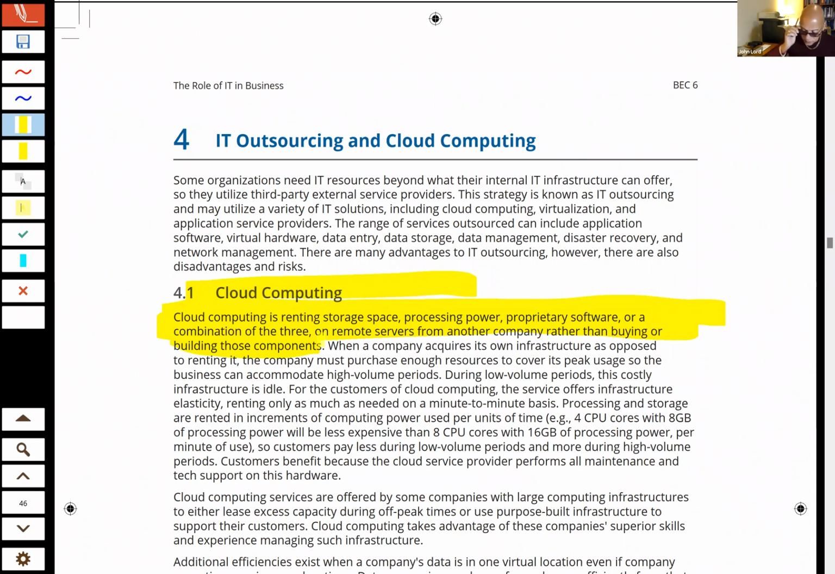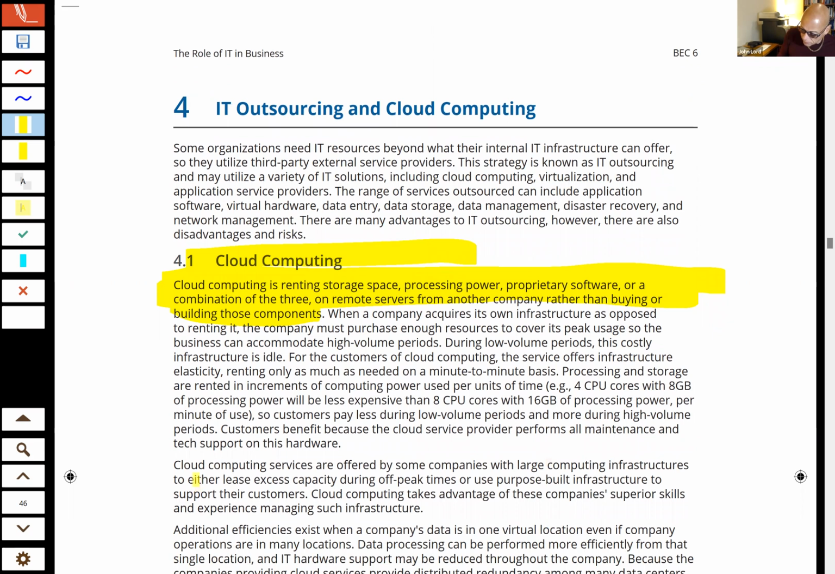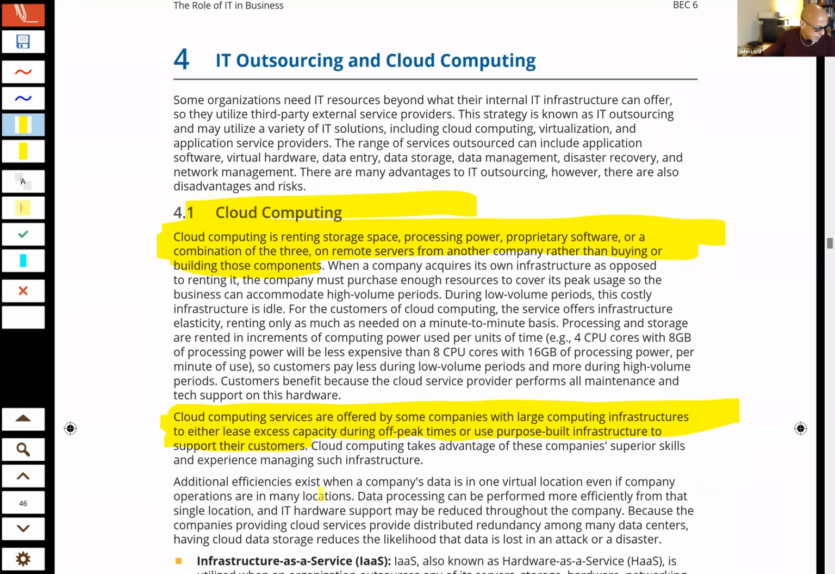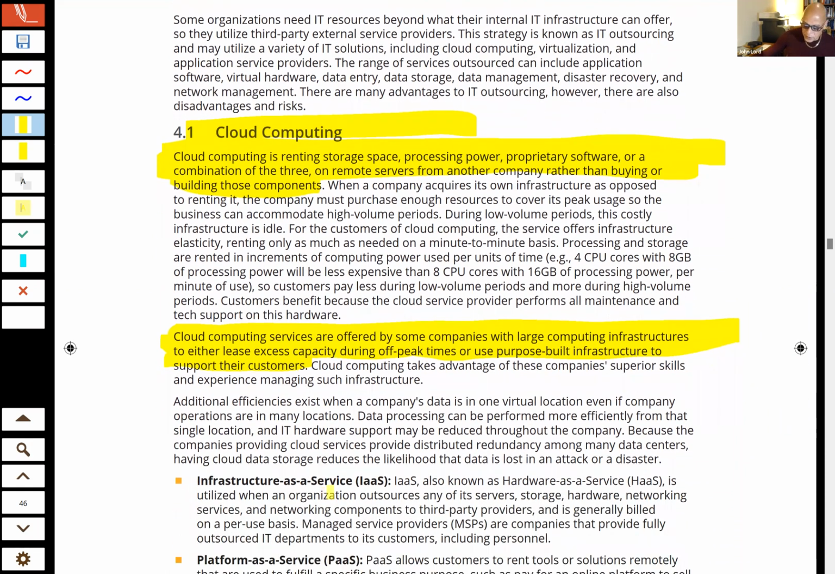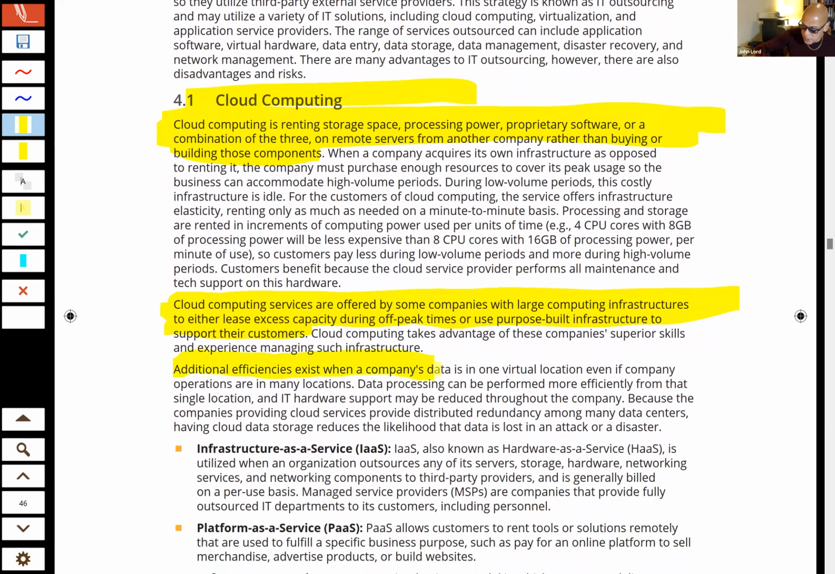Okay. Now, when you take a look at the services that are offered, cloud component services are offered by some companies with large computing infrastructure to either lease excess capacity during off-peak times or use purpose-built infrastructure to support their customers. Additional efficiencies exist when a company's data is in one virtual location, even if the company operates at many locations.